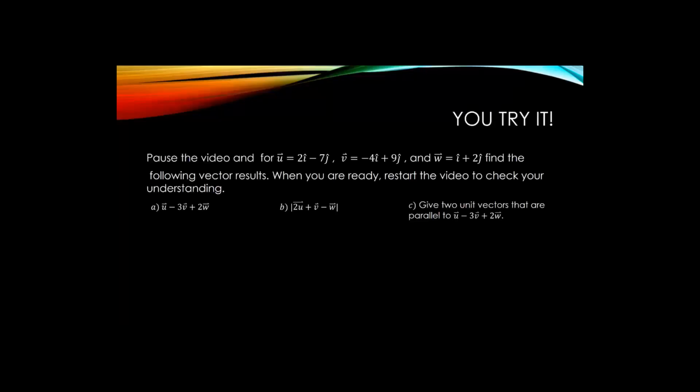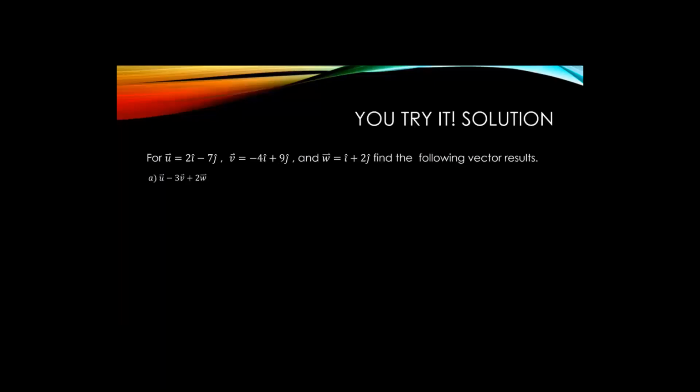Pause the video, and for the vectors u is equal to 2i hat minus 7j hat, the vector v is equal to minus 4i hat plus 9j hat, and the vector w is equal to i hat plus 2j hat, find the vector u minus 3 times the vector v plus 2 times the vector w. Then find the magnitude of 2 times the vector u plus the vector v minus the vector w. And then give two unit vectors that are parallel to the vector u minus 3 times the vector v plus 2 times the vector w. When you're ready, restart the video to check your understanding.